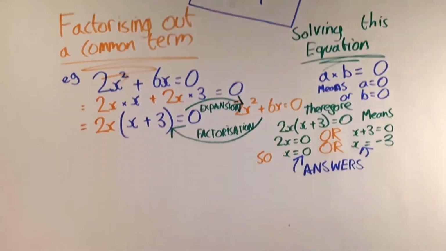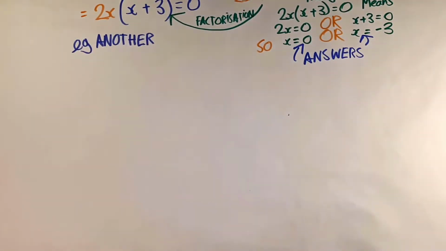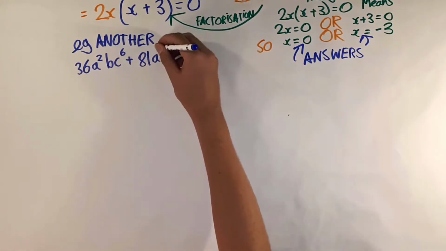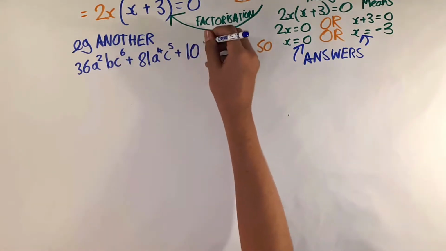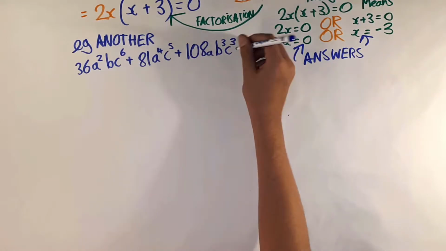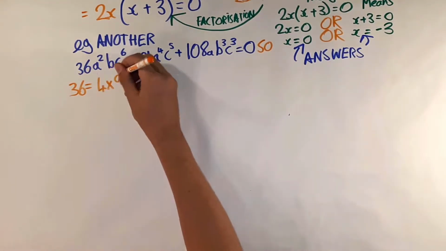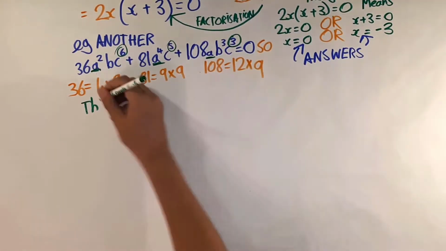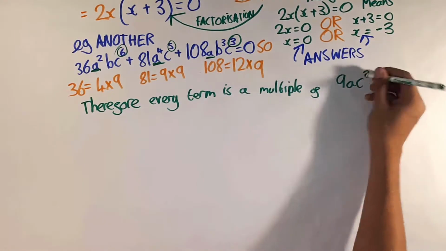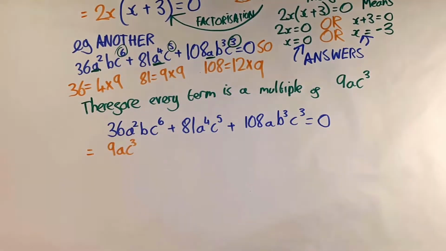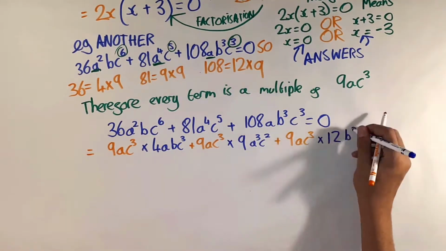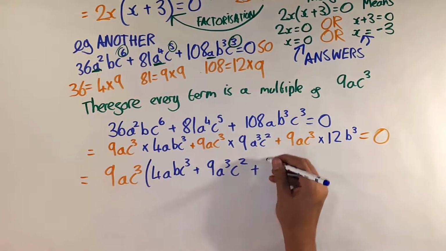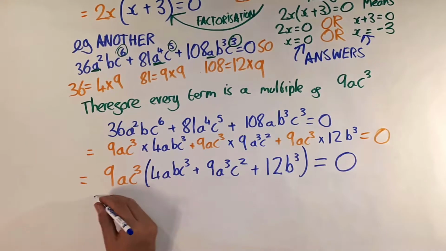This could get much more complex though if they ask you to factorise something like 36a squared b c to the 6 plus 81a to the 4 c to the 5 plus 108a b cubed c cubed equals 0. We can eventually see though that the number in front of each term is always a multiple of 9, and each term has at least an a and a c cubed in common. We can therefore take out 9ac cubed and arrive at a term inside the brackets of 4abc cubed plus 9a cubed c squared plus 12b cubed, all equals 0.